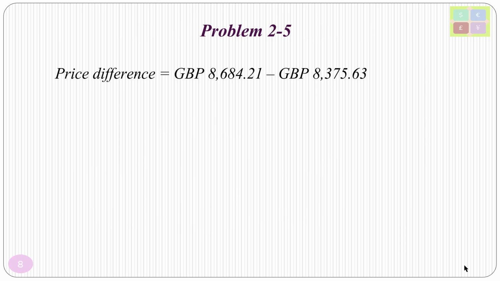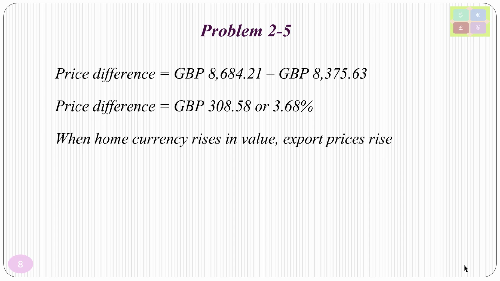The price difference is the new price minus the old price, and that is 308.52 British pounds or 3.68%. Keep in mind that when home currency rises in value, export prices are going to rise as well. So in this case, the Japanese yen has risen. As a result, the export price of the automobile in the United Kingdom has risen.